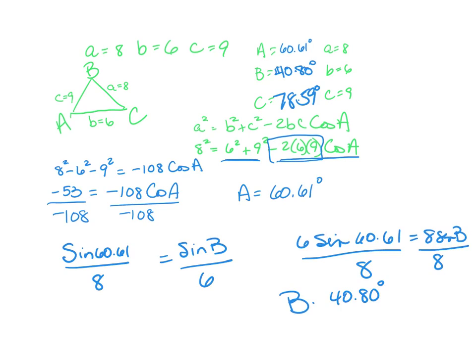Now I want you to do one more check to make sure you're not making a mistake. If little a is the middle side, then 60.61 should be the angle in the middle. If little b is the smallest side, it should be across from the smallest angle. And little c is the biggest side, should be across from the biggest angle. So that makes logical sense.